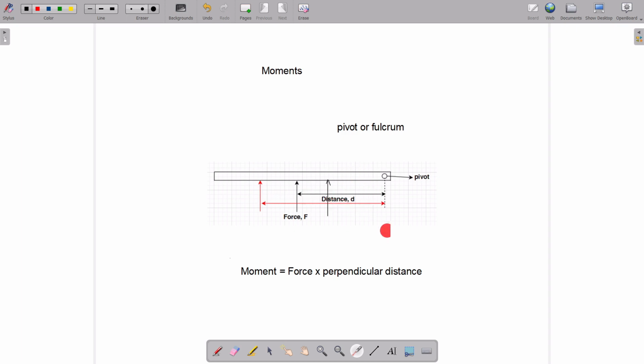Supposing we have another force applied at this point here, this force is going to cause less turning because the distance at which it is acting from the pivot is smaller than the others. Distance has reduced, so more force would have to be applied to cause turning around it. Because moment is equal to force times perpendicular distance, if distance reduces, then it means that more force will have to be applied for turning to take place. Force is measured in Newton. Distance is measured in meter. Therefore, moment has a unit of Newton meter.